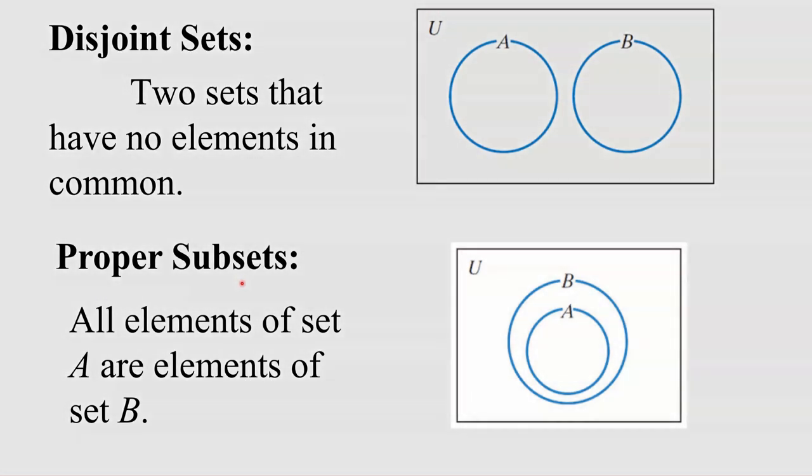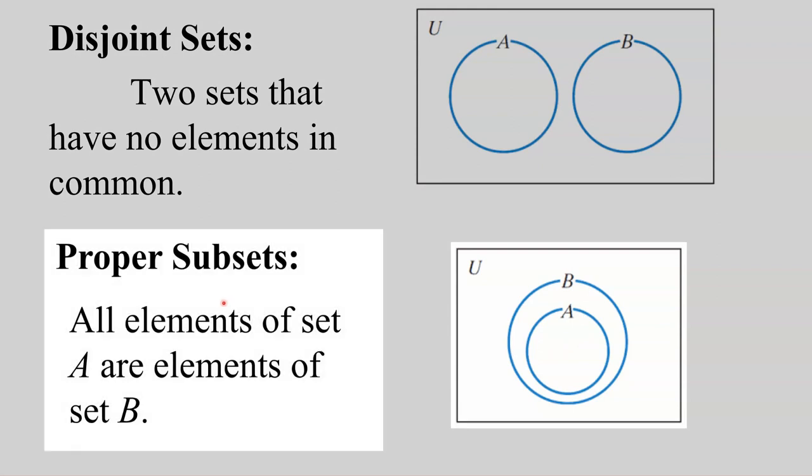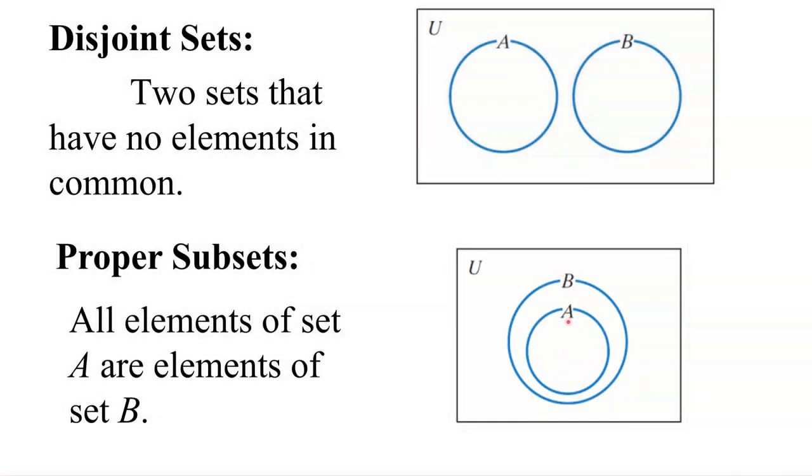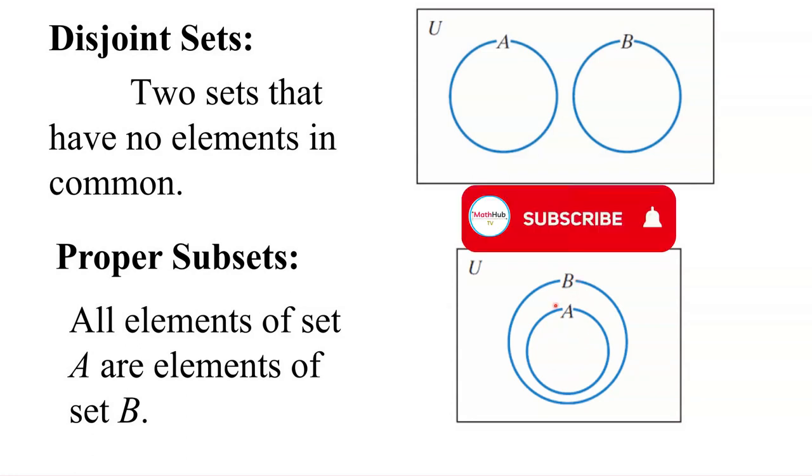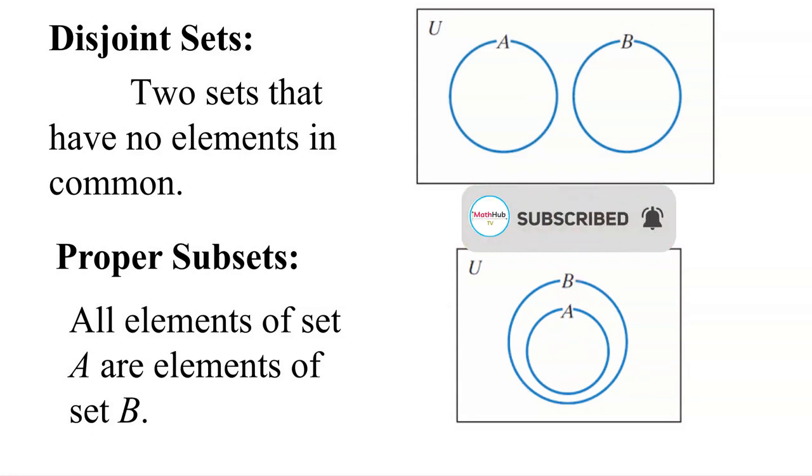Proper subsets can be represented using a Venn diagram. As you recall, proper subsets are sets wherein all the elements of the proper subset are also elements of the bigger set. So if A is a proper subset of B, everything in A can be found in B. This is how you would represent a proper subset. As you can see, all the elements in A here are also inside set B.